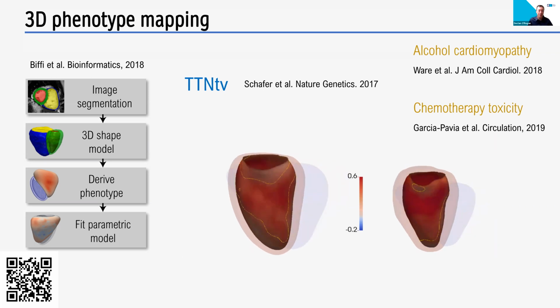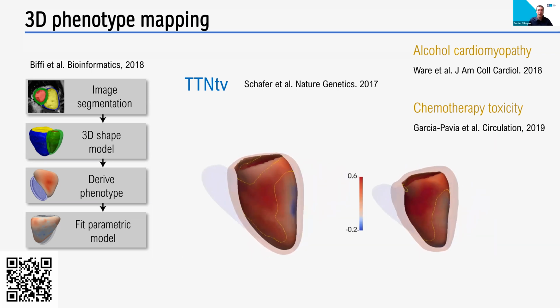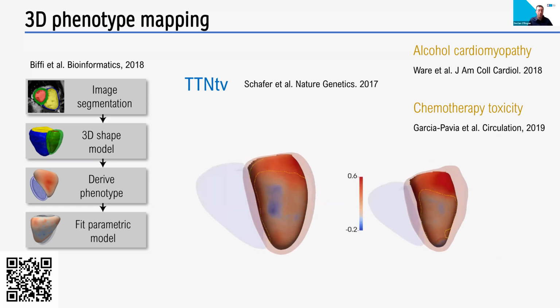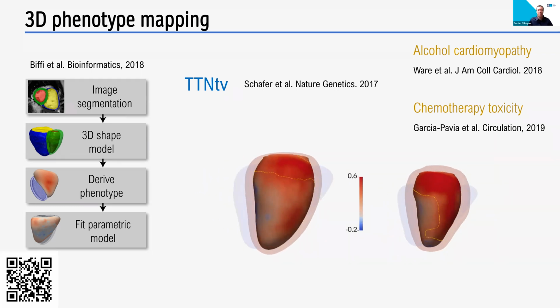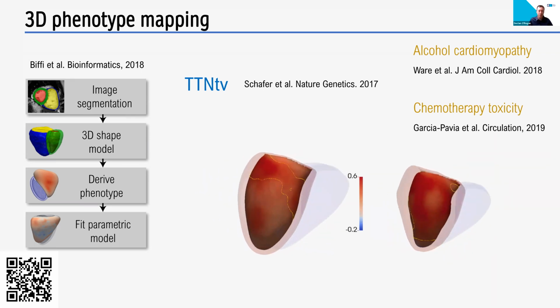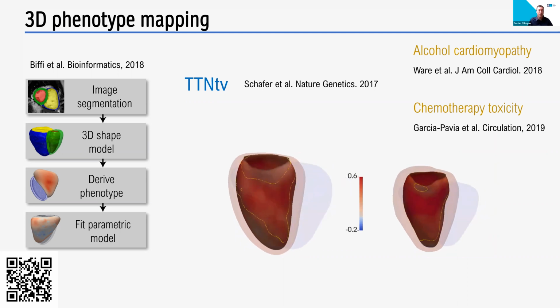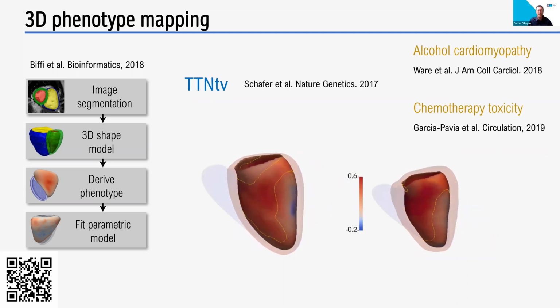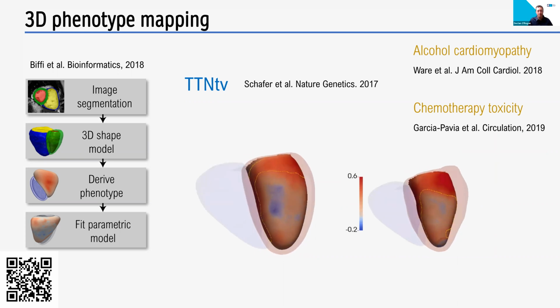And the evidence is now that these hearts are essentially primed to fail. So when exposed to alcohol or chemotherapy or pregnancy, for instance, they can progress to heart failure. So this shows really how genetics and imaging can be integrated to understand that transition to heart failure.